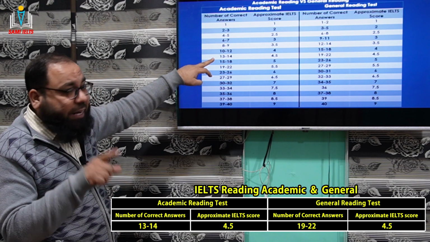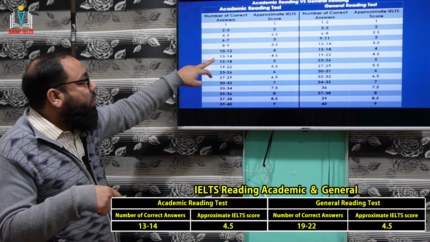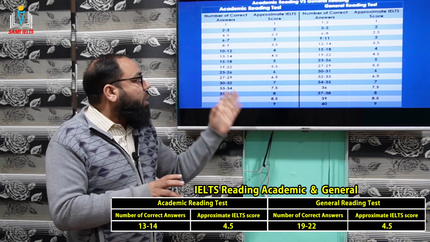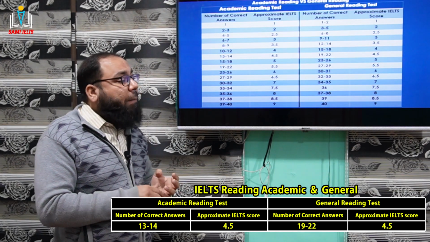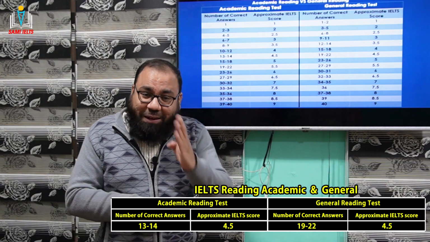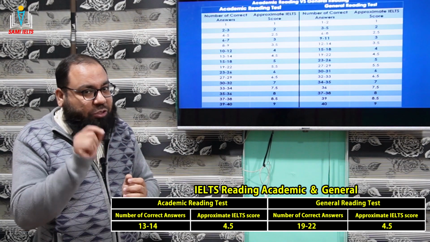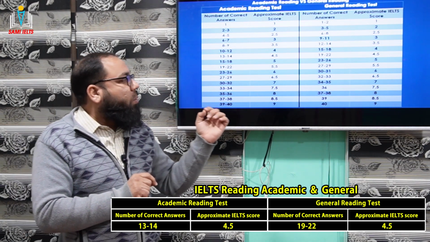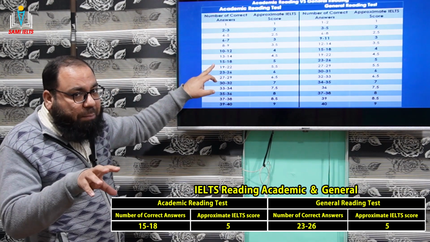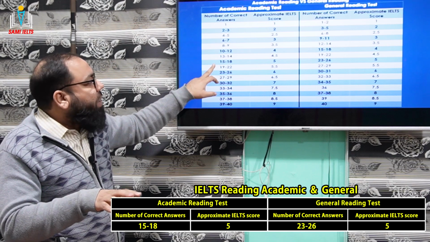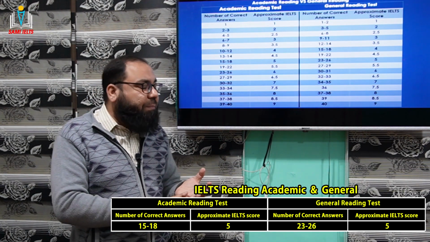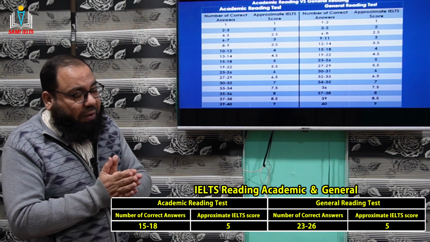For 4.5 academic students, they'll have to touch 13 minimum and 14 the max somewhere, so that you can get 4.5. But GT students, okay, they will have to reach 19. And if they touch 19, then they would be able to get 4.5 in this case. Let's talk about 5 band. For 5 band, 15 minimum and 18 the maximum, somewhere 15, 16, and 17, 18. In this case, you will be able to get 5.